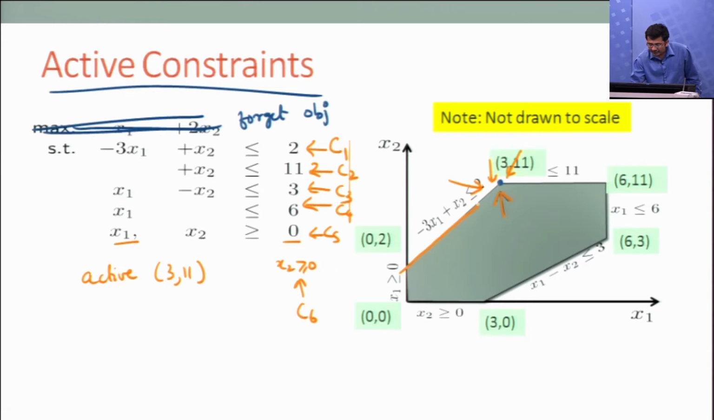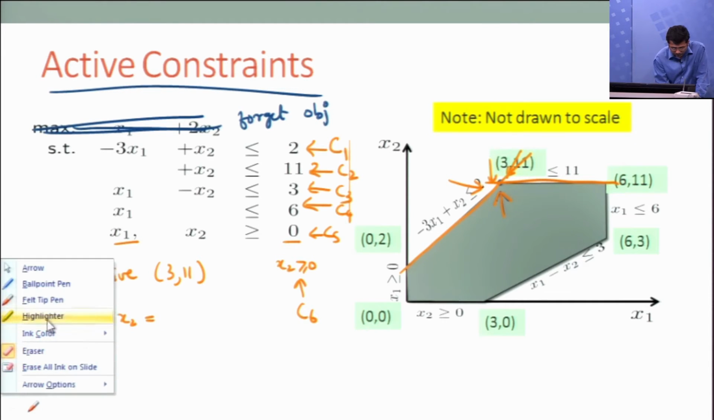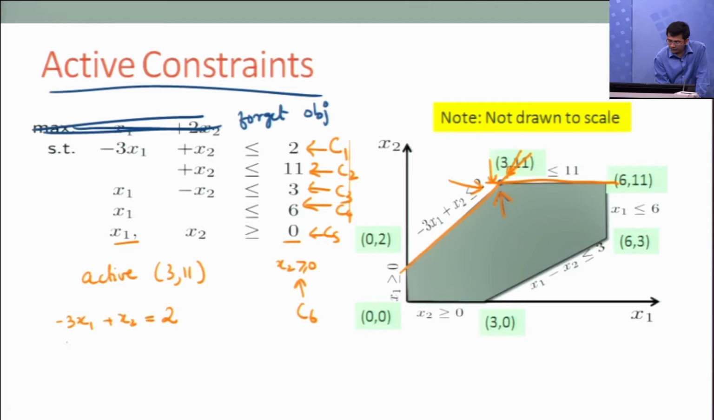So the active constraints are defined by constraints that are satisfied by 3, 11 with an equality. So what constraints does it satisfy with an equality? So it satisfies 2 constraints with an equality. Minus 3x1 plus x2 equals 2, and x2 equals 11, which are satisfying these 2 constraints with an equality. Every other constraint is satisfied with a strict inequality. So these are all satisfied by this point with a strict inequality, and that's fine.